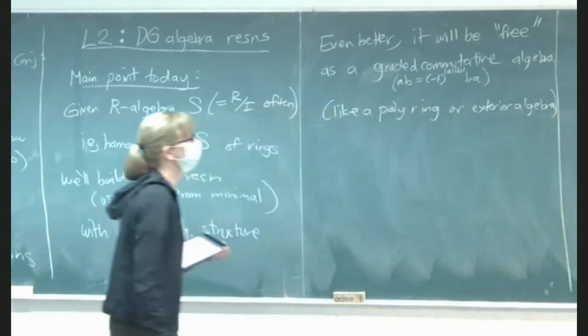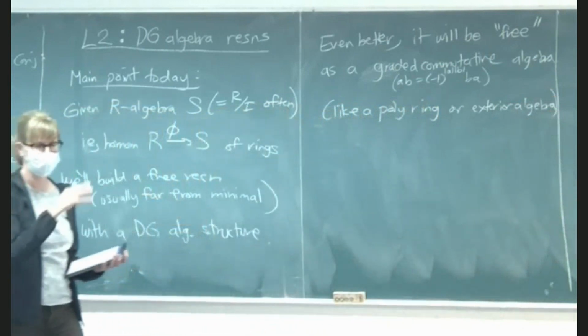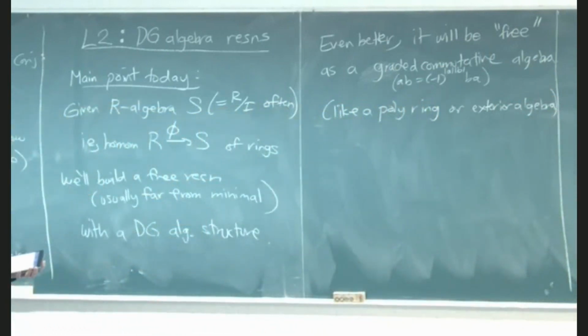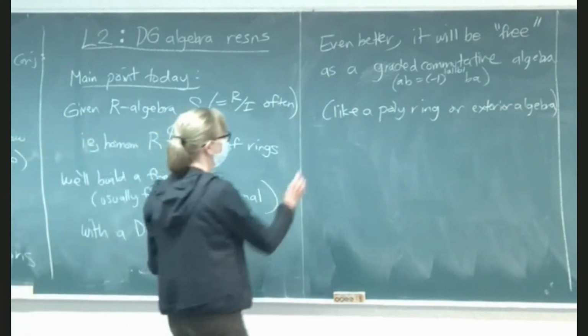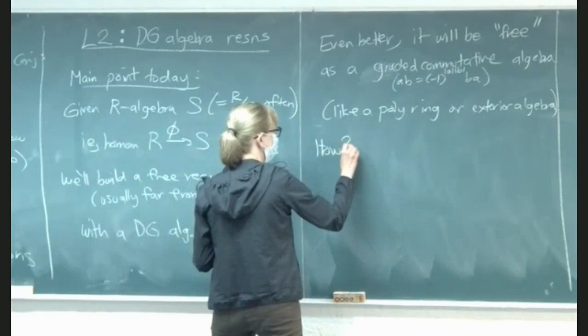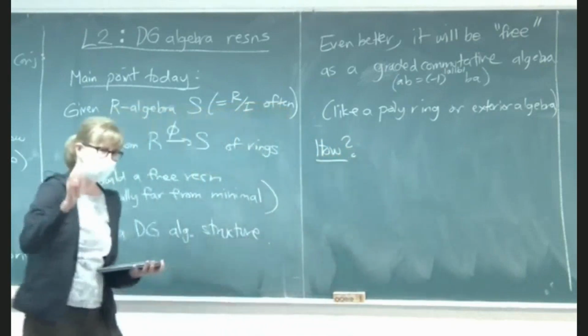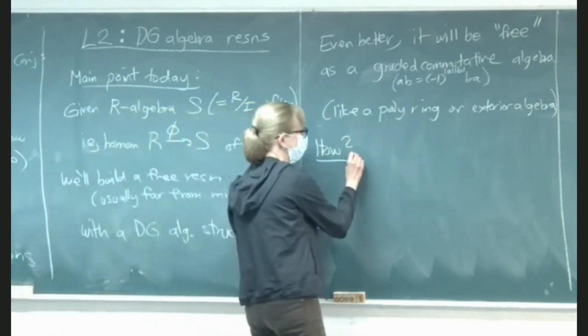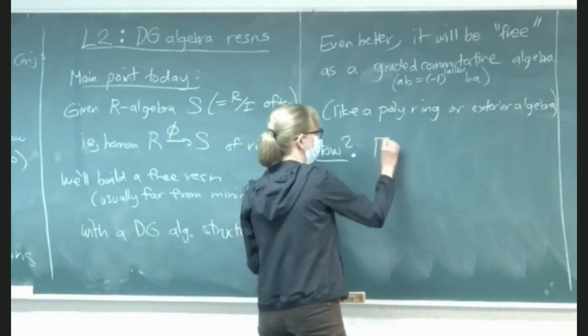Okay, and so we'll have a combination. It'll be both polynomial and exterior. Okay, and so how are we going to do this? So let me just tell you the vague idea for a second. This is very vague, so it's okay if you don't follow this.